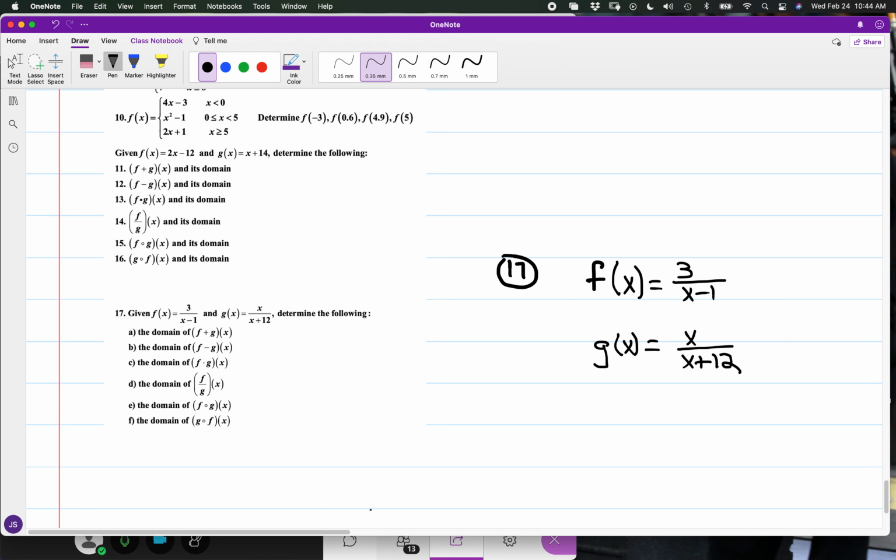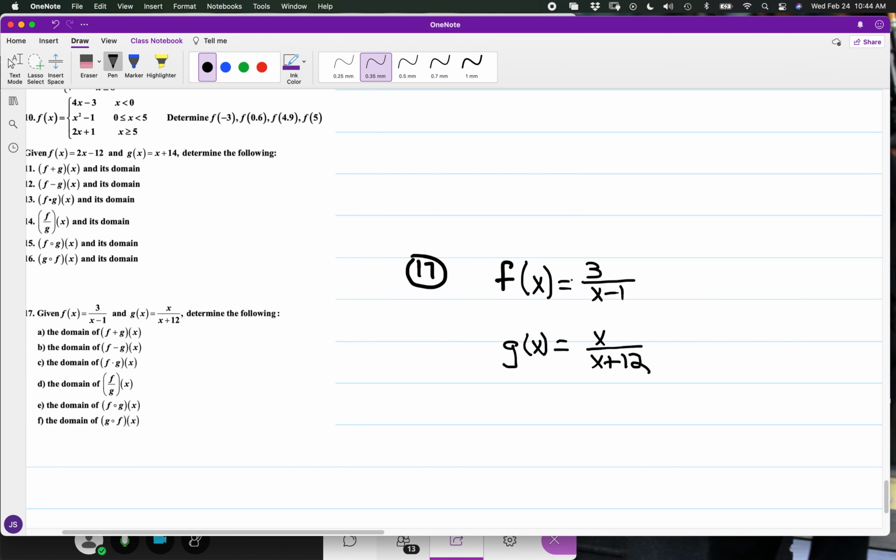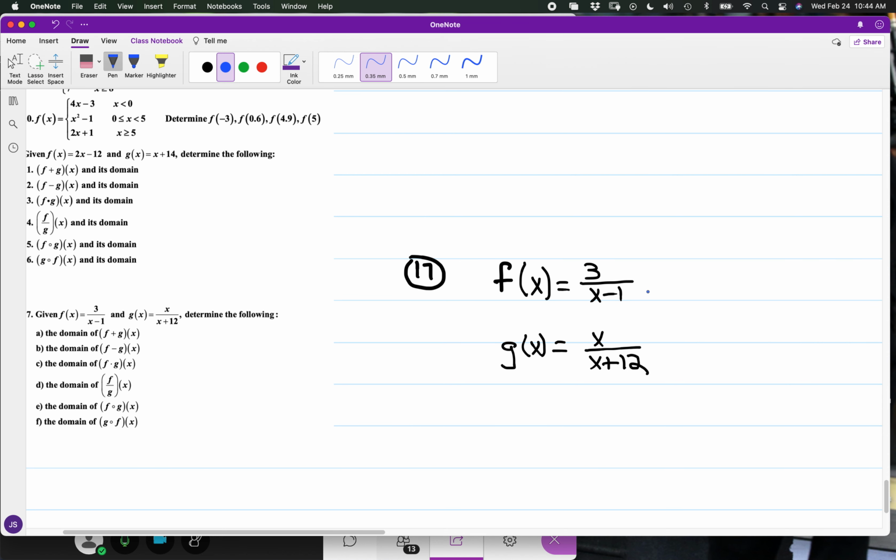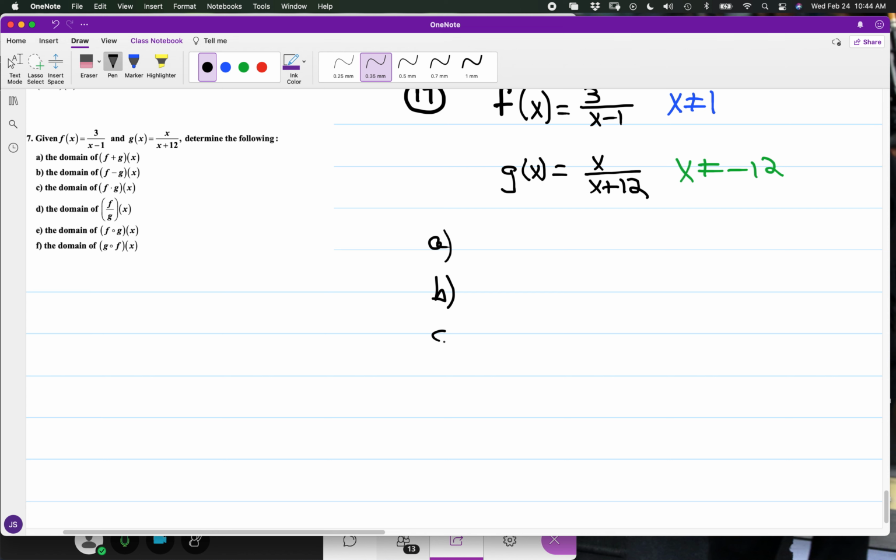Okay. Now, I can go ahead and identify the restrictions. Now for f of x, I got 3 over x minus 1, so x minus 1 cannot be 0, so x cannot be equal to 1. Now for g of x, x plus 12 cannot be 0, so x cannot be negative 12. And for what we have regarding the sum, difference, and product functions, again, we're not evaluating the expressions. We're just looking for the domain.